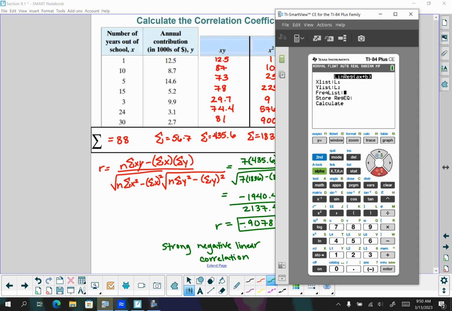Go down, hit calculate, and then it spits out a few things, but we're concerned about the R value, which you can see is negative 0.9078. That's what we found. So you can check that answer pretty easily if you want to. It also gives you an A and a B. A and B are the slope and y-intercept of the line of best fit, which is what we're going to do in section 9 too.